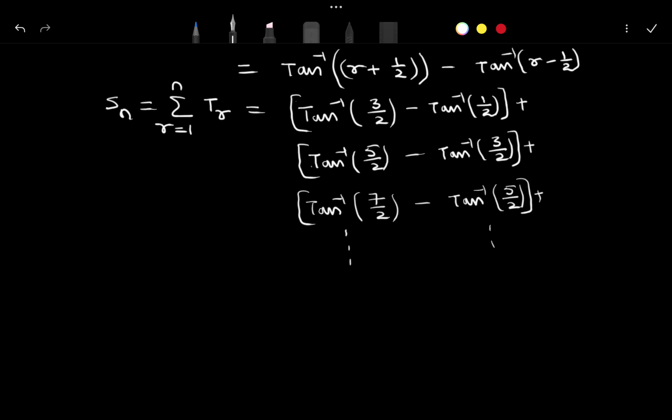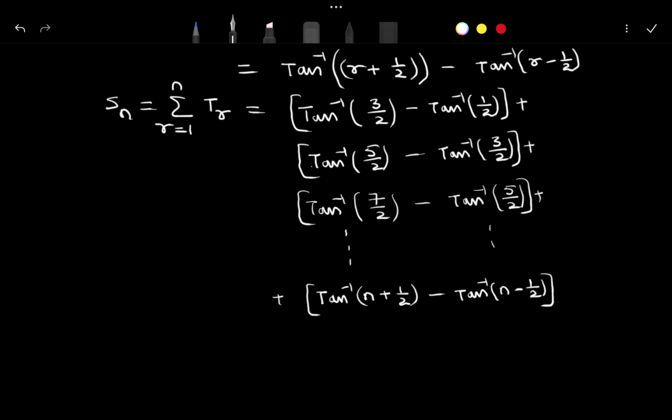So now the last term will be plus tan inverse of (n plus 1)/2, minus tan inverse of (n minus 1)/2. So these are the different terms after substituting r equals 1, 2, 3 and so on to n.